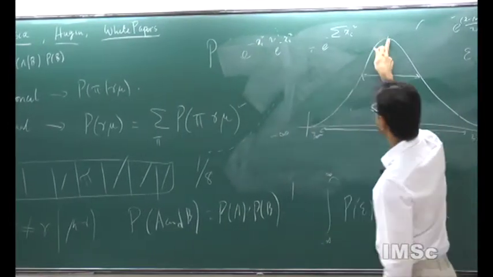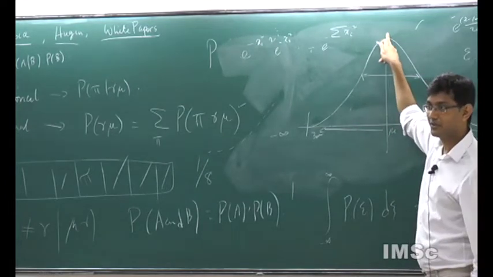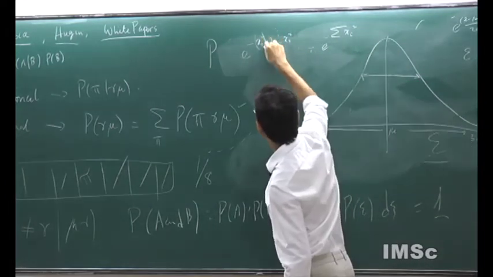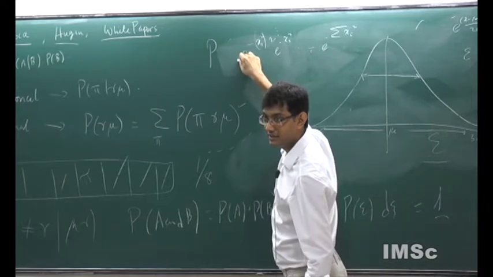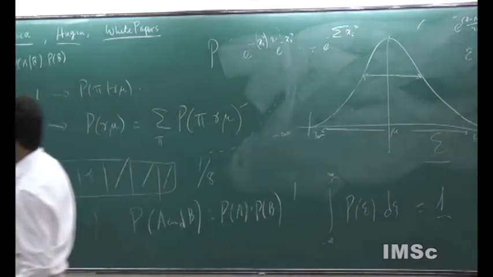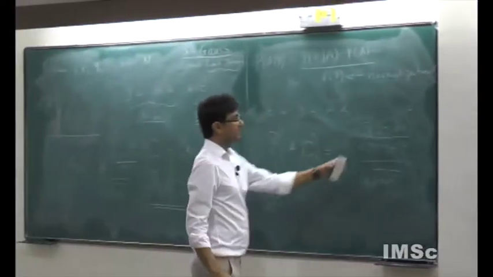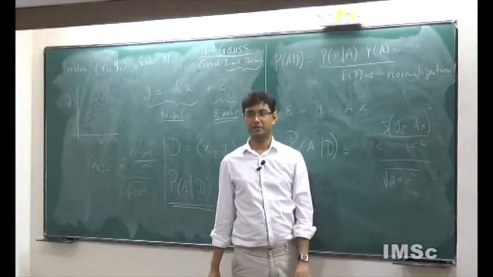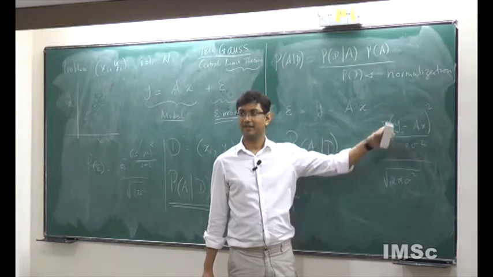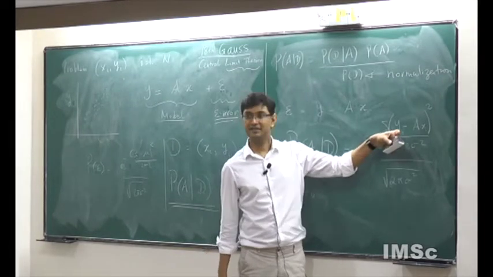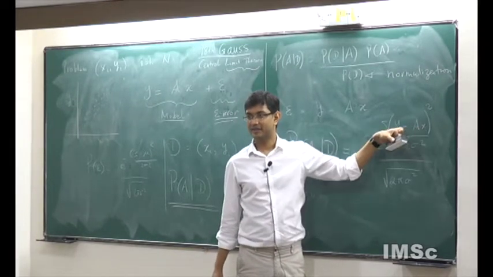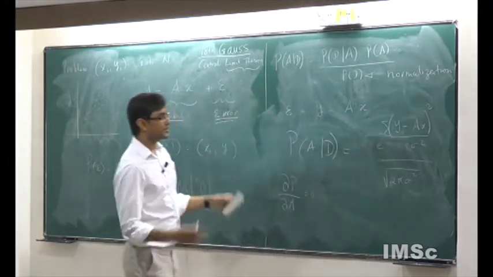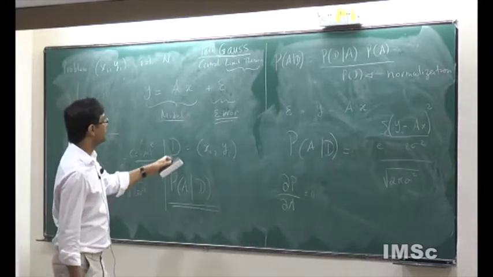So e to the minus x squared is maximum when x is equal to 0. So whenever this thing is minimum, this function is maximum, right? Therefore, I must now come here and minimize this function, right? And this is my least squares minimization. I have to minimize the square difference between my data points and my model. So when you do it like this, you have forgotten completely.